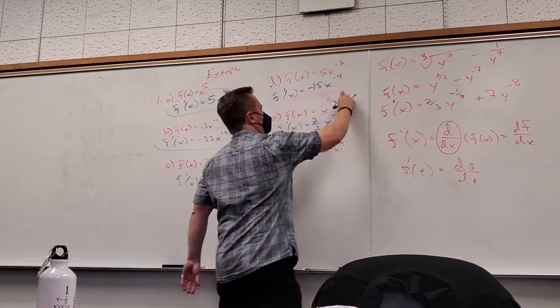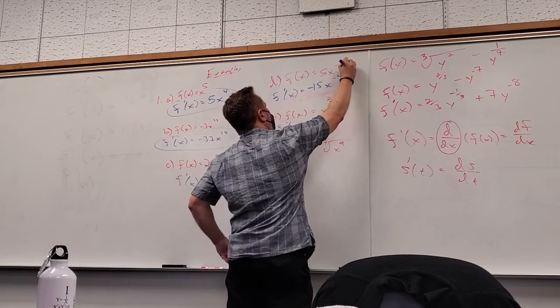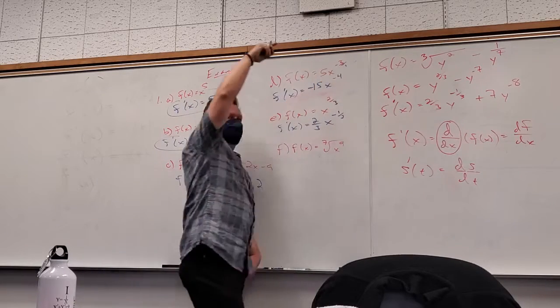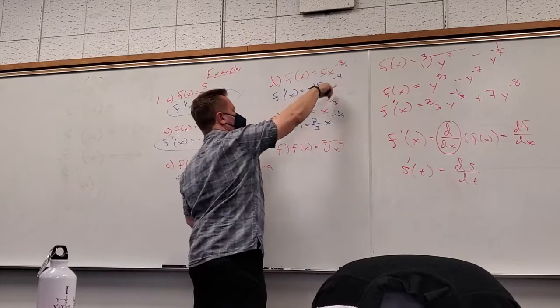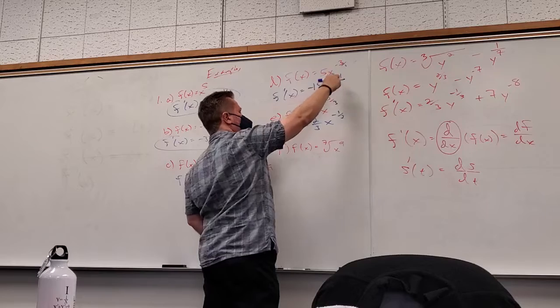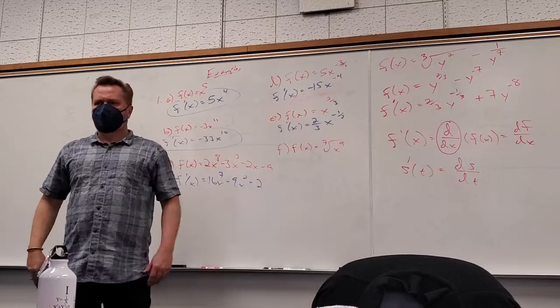So watch up here, real quick. This might be kind of silly, but I don't care. What's negative 3? Isn't it negative 3 over 1? What's negative 3 minus 1? Because I subtract them, don't I? Negative 3 minus 1 is negative 4.